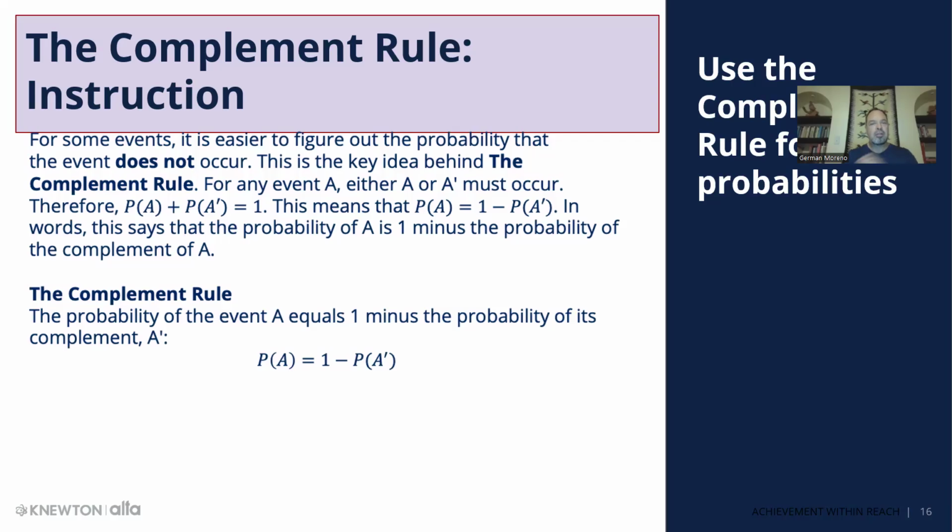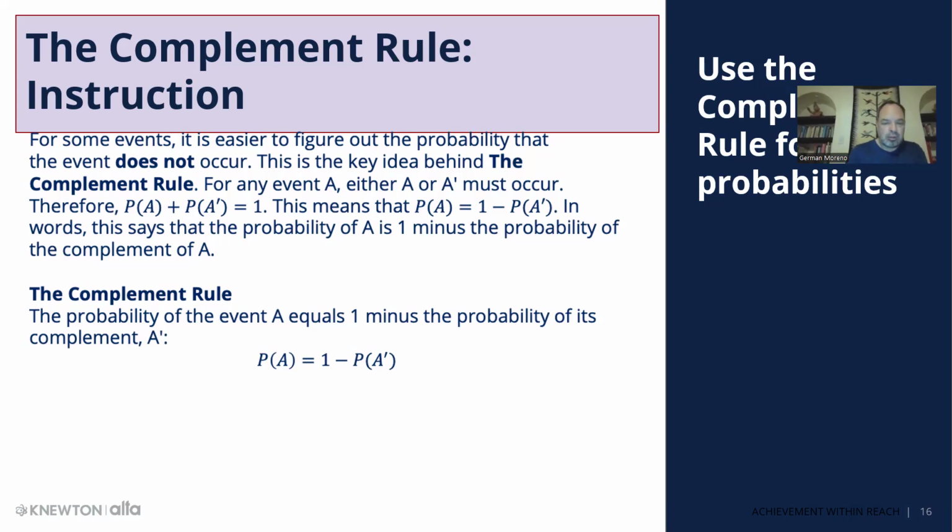All right, so this is where we left off. We're looking at the complement rule. It says for some events, it's easier to figure out the probability that the event does not occur. This is the key idea behind the complement rule. For an event A, either A must occur or A prime must occur. Therefore, the probability of A plus the probability of A prime is equal to 1.